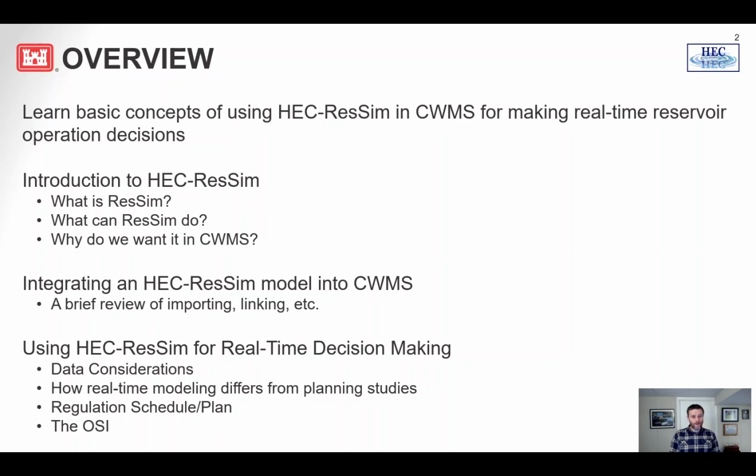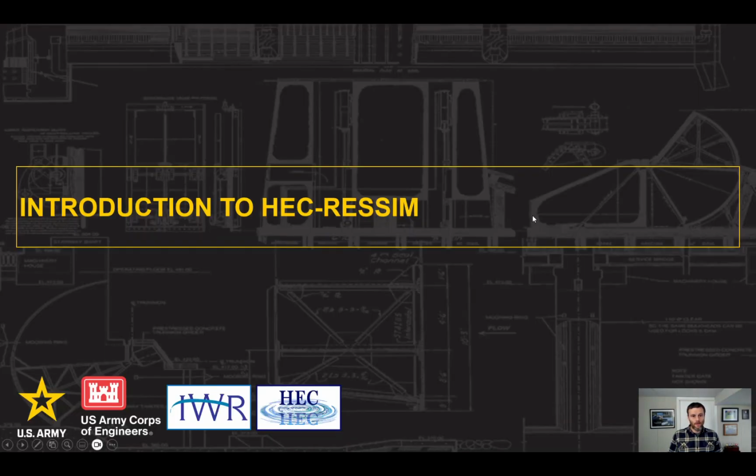And then we'll go through HEC-ResSim for real-time decision making, the reports that are available, plots, standard plots that you look at, also look at doing release overrides that are very kind of specific to the CABI. So looking at the release override editor and the operation support interface. So to start with, let's go through just kind of a brief introduction of what HEC-ResSim is.